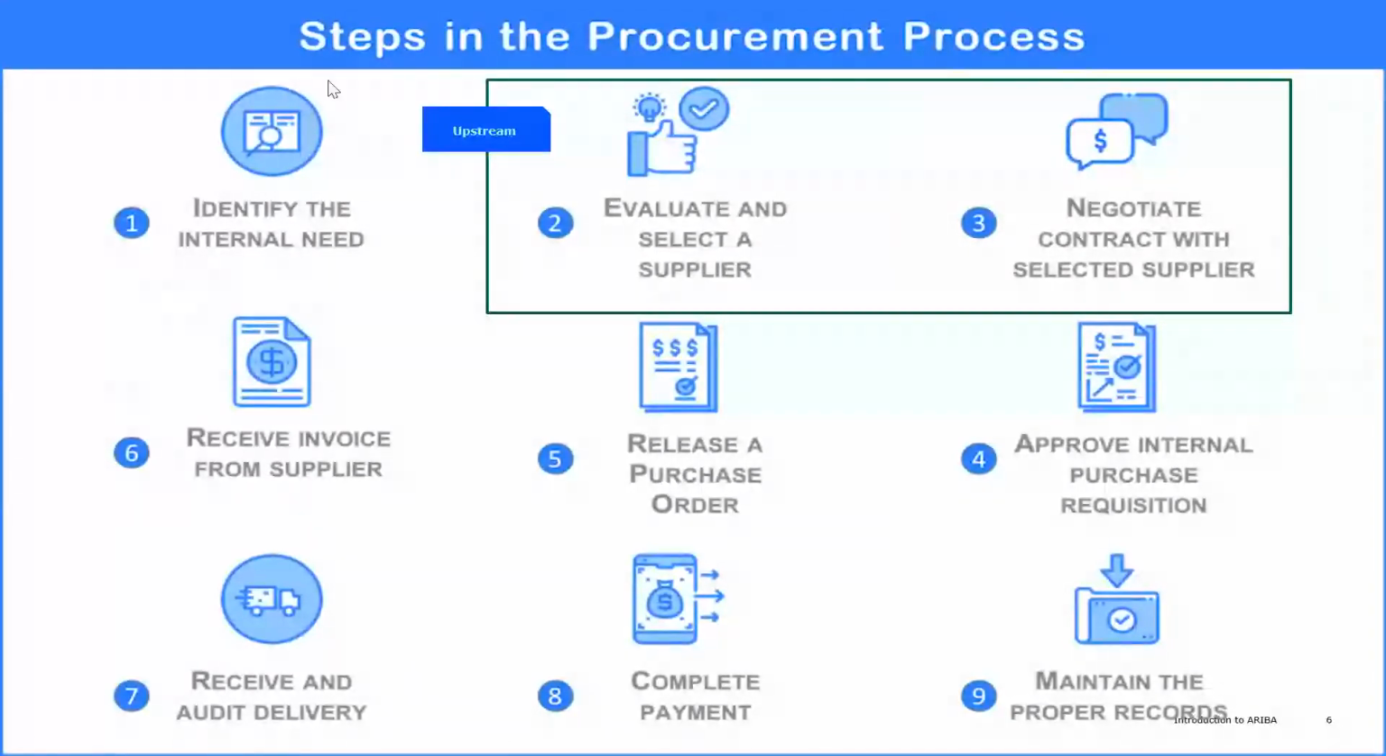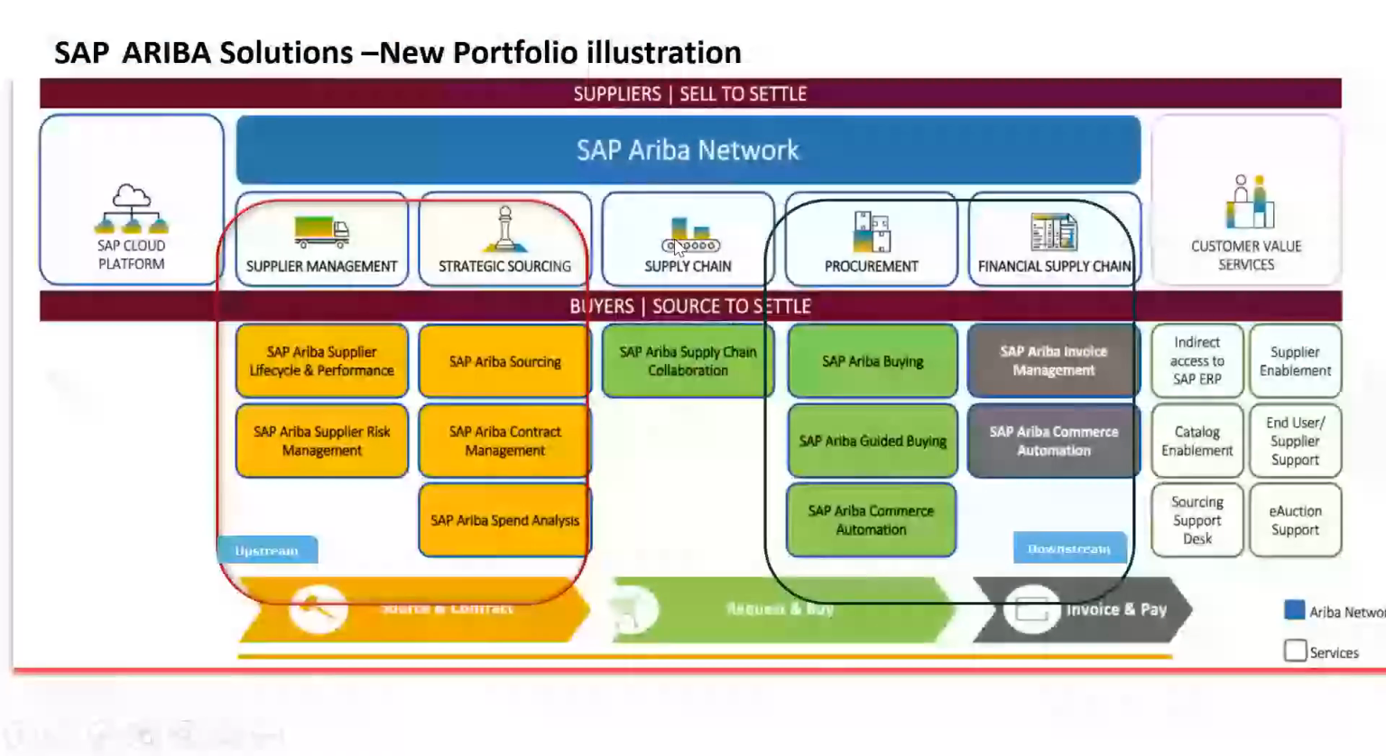Okay, and now we will see the portfolio of Ariba. So what would Ariba contain? If you see, this is the typical portfolio of Ariba. Ariba comes with mainly two things. One is the upstream, and the second one is the downstream. So what do you mean by Ariba upstream? Ariba upstream means it has a strategic module.